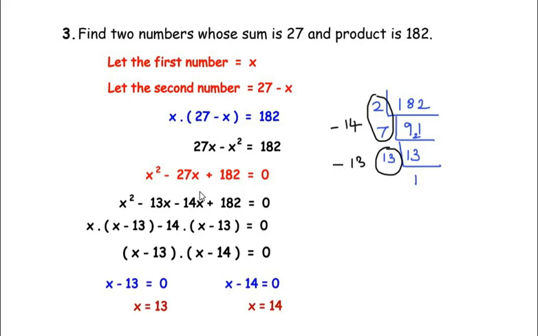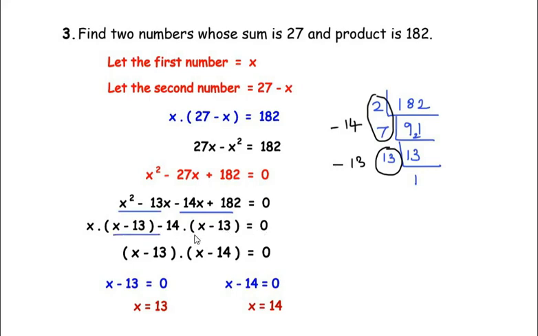So the equation becomes X square minus 13X minus 14X plus 182 equal to 0. Now we are going to group the first two terms and the last two terms. Now from the first group X is a common factor, so we have taken it out and inside the bracket remains X minus 13. Now from the second group negative 14 is a common factor, so inside the bracket remains X minus 13 equal to 0.